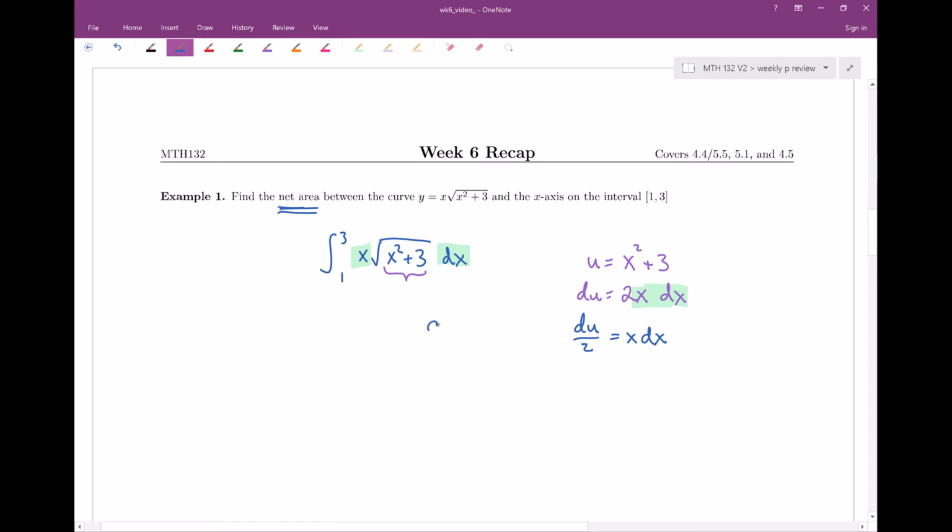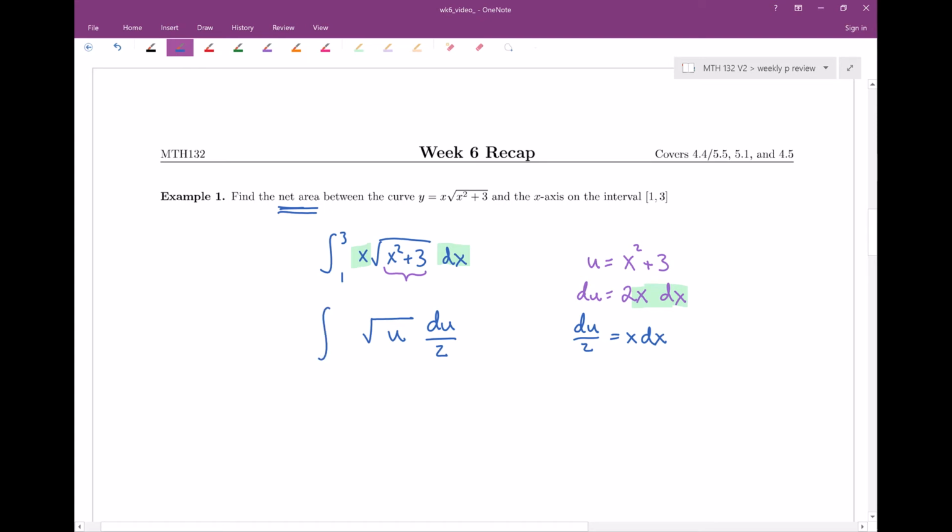Let's go ahead and do that. du over 2. And we're going to have the square root of, and instead of x squared plus 3, I'm going to write my u. I'm trying to get everything in terms of u's here. So now I have lots of u's, and we're going to go ahead and integrate this.